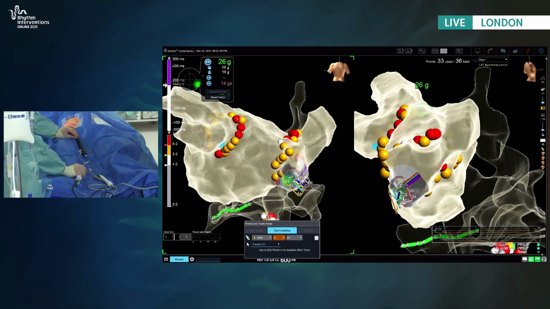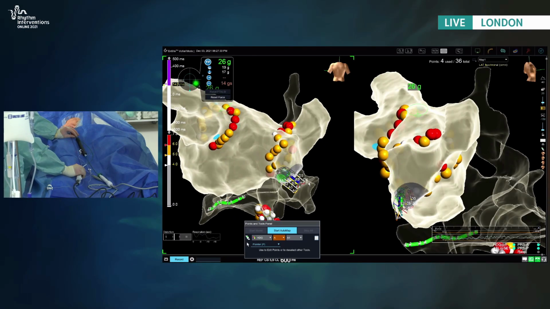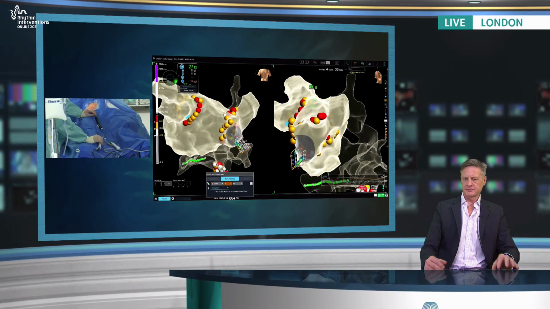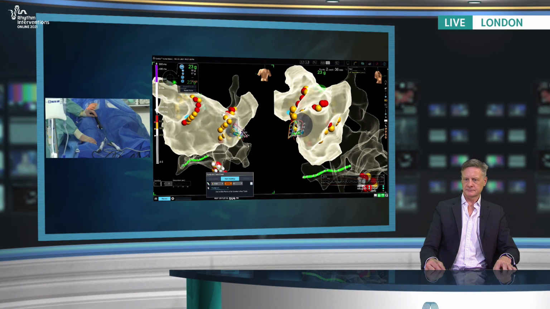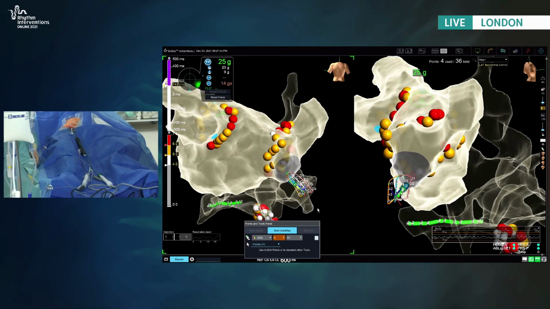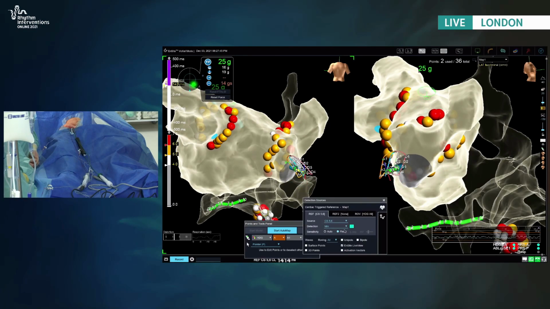We were asked a question by the audience, Ross. Do you look for exit block also from the pulmonary veins? Yeah, sometimes I'm more diligent than others. We could do. Should we pace around that now and see if we can demonstrate exit block? Should we pace around the HD grid?